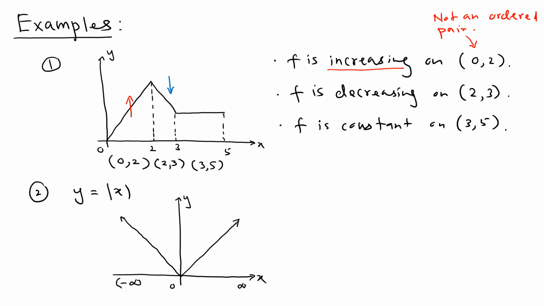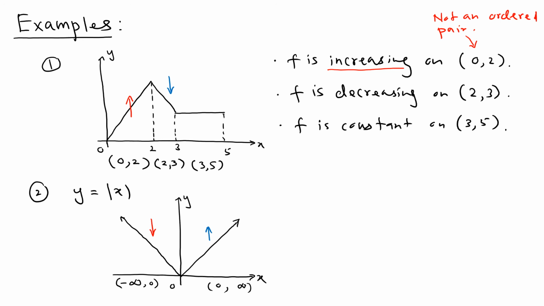So when you write the intervals, one interval is negative infinity to 0, and the other one is 0 to infinity. Those are the two intervals that we're going to talk about in this case. When it's clear that in the first interval, from negative infinity to 0, the function goes down, and in the other interval, you can see that the function increases.